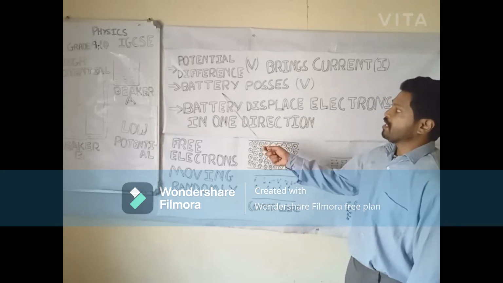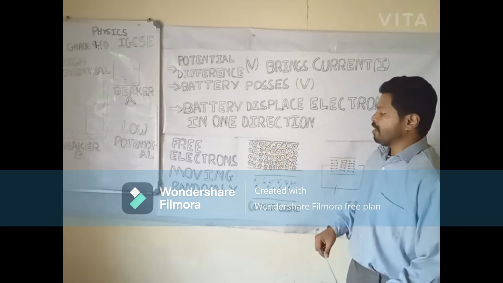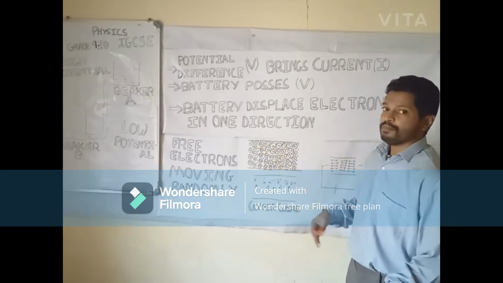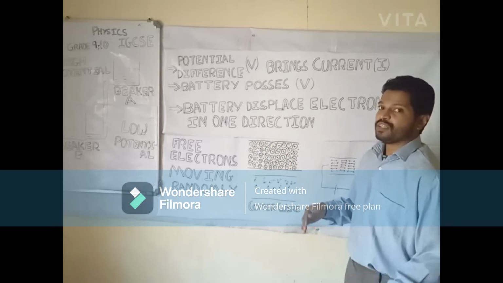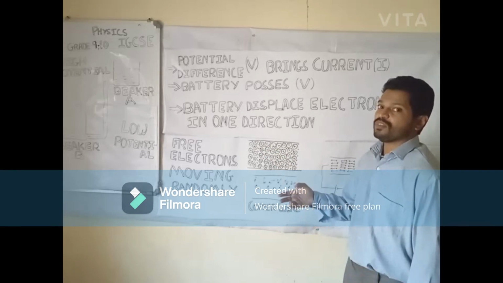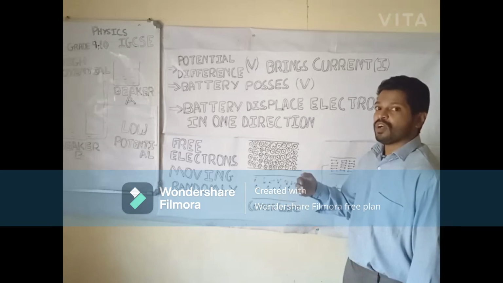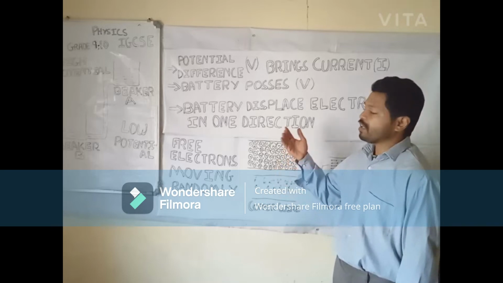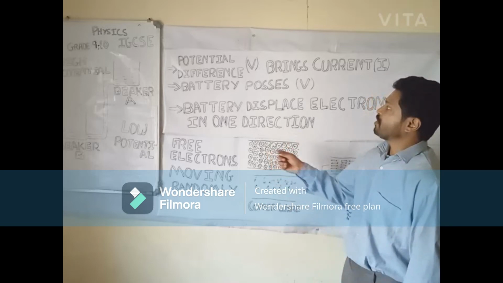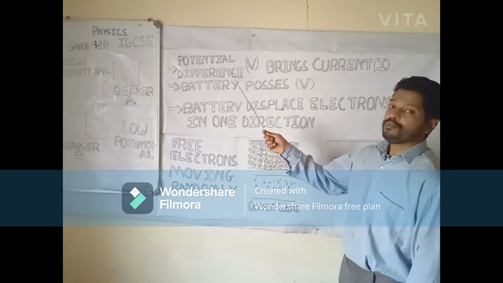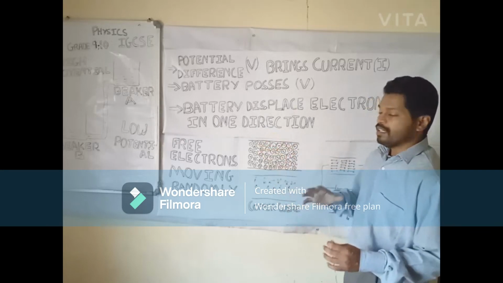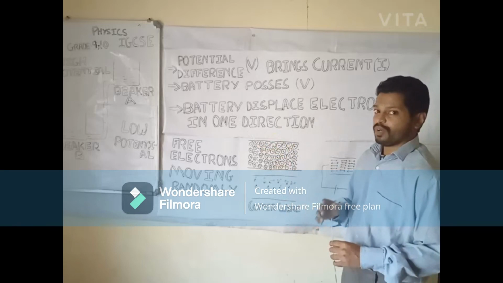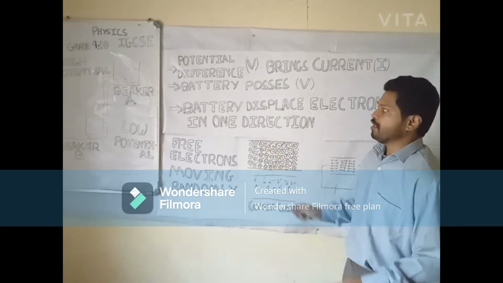And the battery, here the battery is more than a cell has 1.5 volts, and battery should be more than 3 volts. If it is 3 volts, again it is called a battery, and if it is more than 3 volts, it is called a battery. So the battery possesses potential difference V. Okay, so battery is the main source of potential difference, that you need to remember.